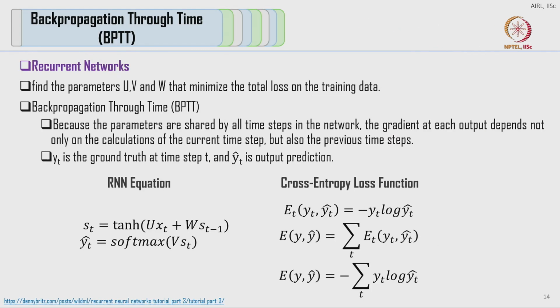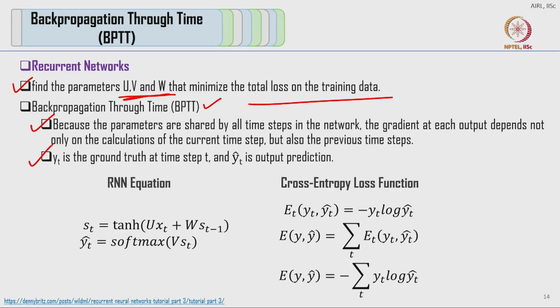Now let's focus on the backpropagation through time. We call it backpropagation through time because the learnable parameters are shared across all the timestamps, right, and we want to find the best possible parameters, which are U, V, W, so that the total loss across the training data could be minimized. We call it backpropagation through time because, as we observe, U, V, W are shared across various timestamps. So as we are backpropagating, the backpropagation depends upon previous timestamps as well, right.